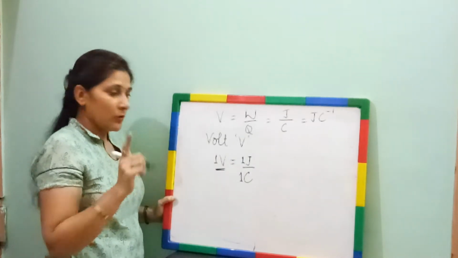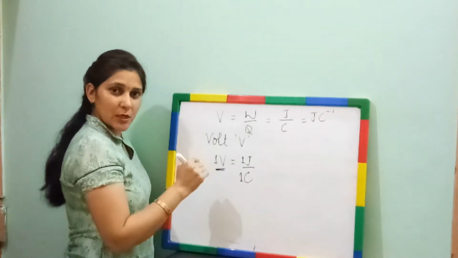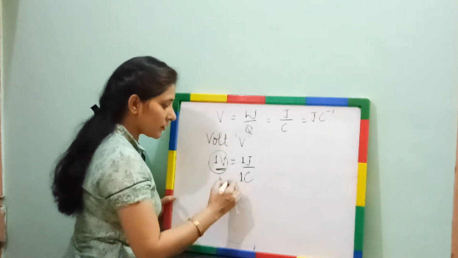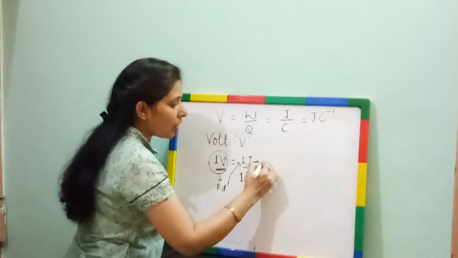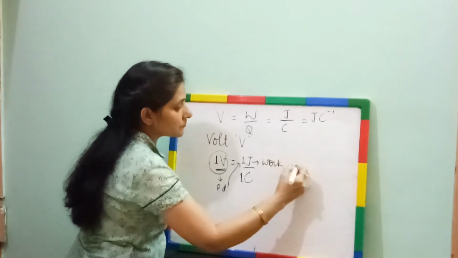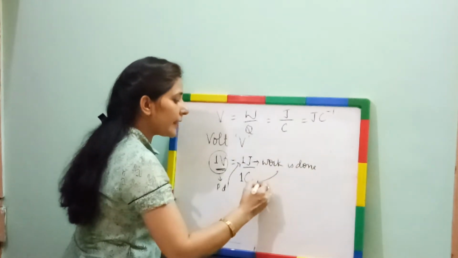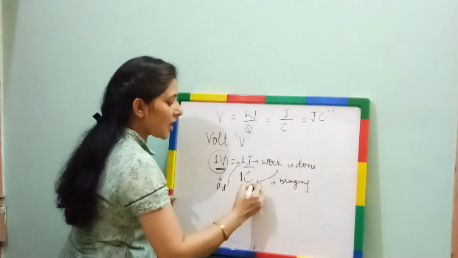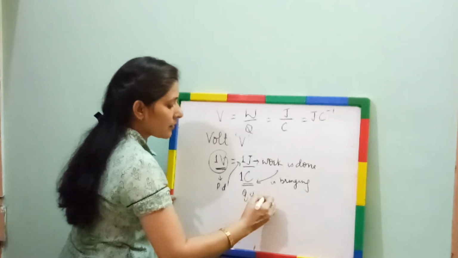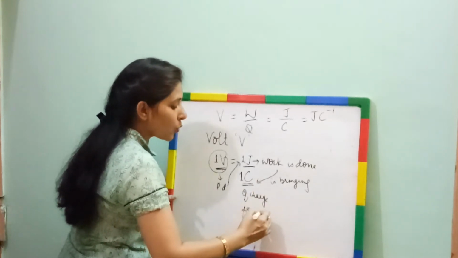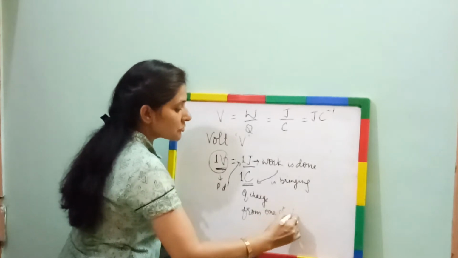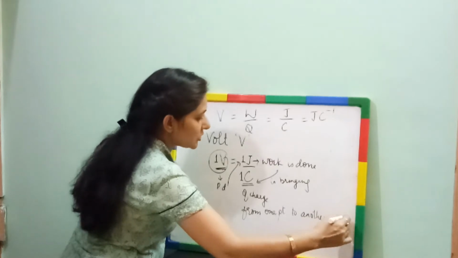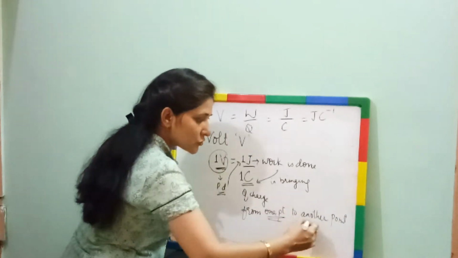Make sure. Okay, 1 volt is the potential difference when 1 joule of work is done in bringing 1 coulomb of charge from one point to another point. Because I am talking about potential difference, so here it is 1 point to another point.